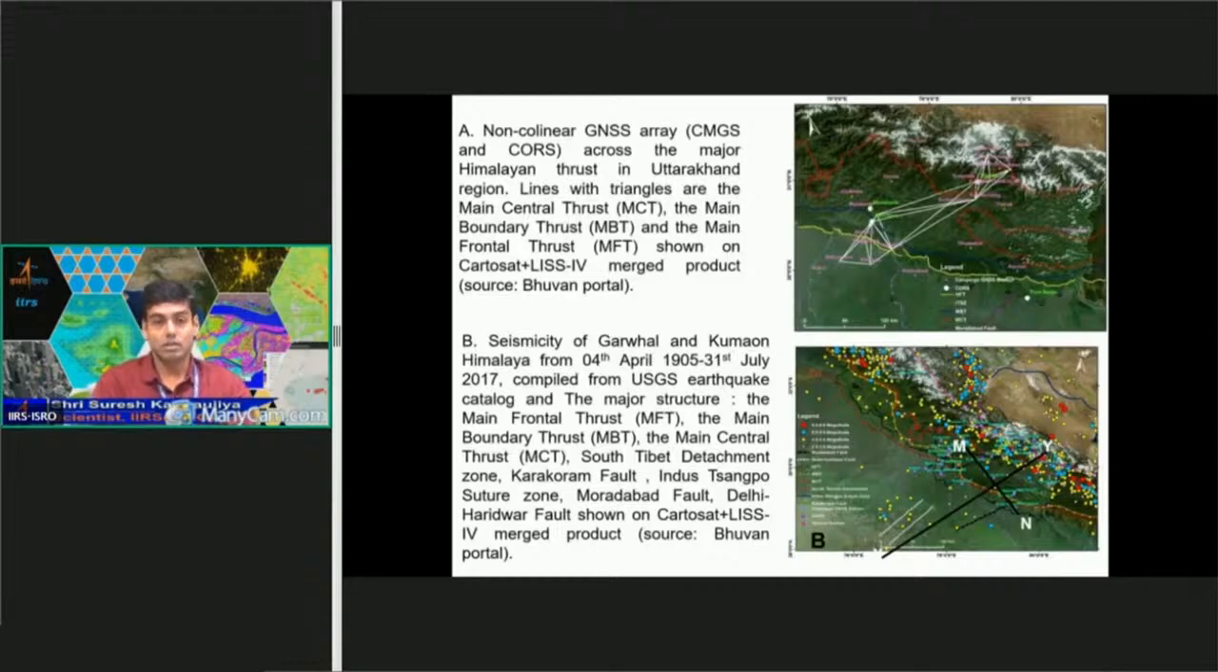So this is the study area. Here there are the campaign stations and some of the permanent stations. These are the magnitudes and epicenters of earthquakes from 1910 to present. And these are the faults. These are the different thrusts, HFT, MBT, MCT, then the Sangpo Suture, detachment zone, then the Karakoram fault.